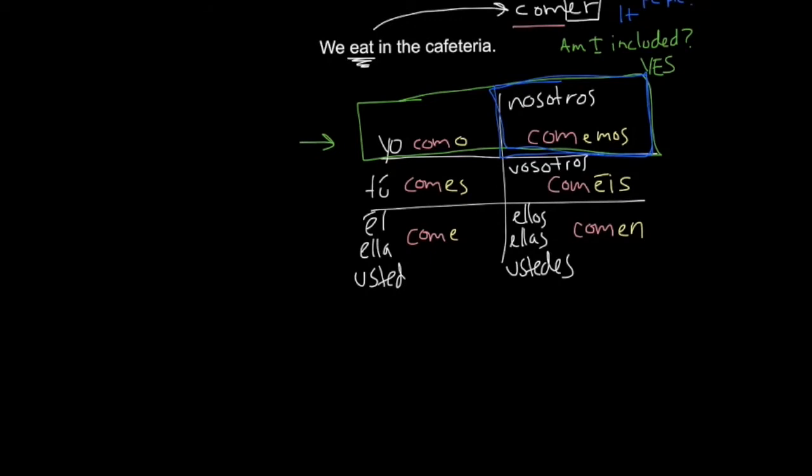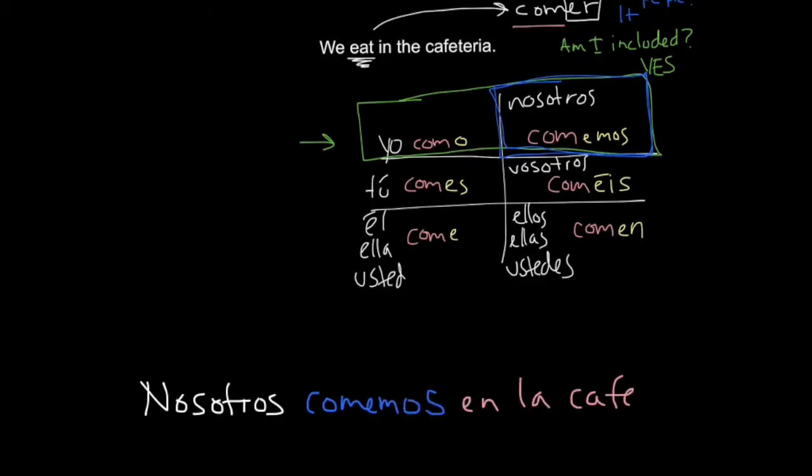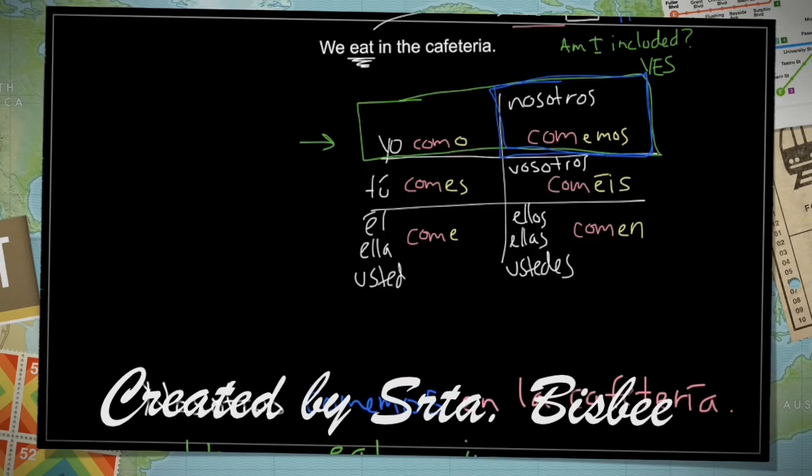Now let's put it all together. To say we in Spanish, it's nosotros. My conjugated verb, comemos, en la cafetería. That I might have to look up. There we go. That's how we use our verbs.